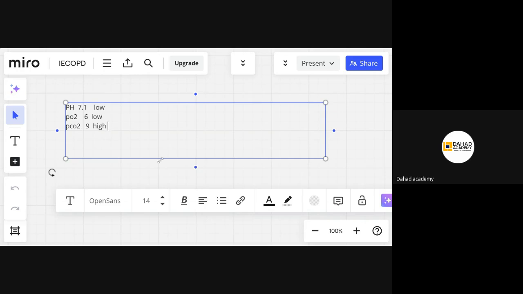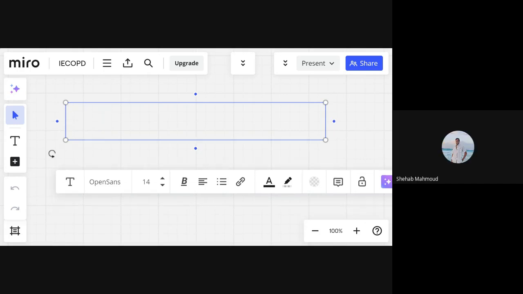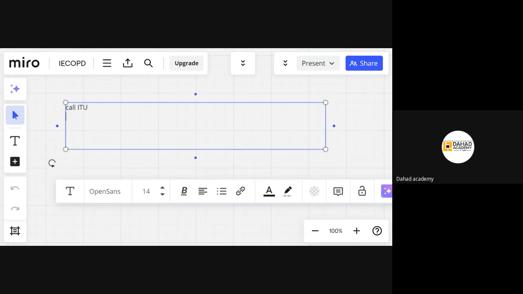So which type of failure is it? Type 2 respiratory failure, and the pH is less than 7.2. The patient is not responding and is deteriorating. So it means that you need to call ITU or ICU. Why? You need to put the patient on BiPAP. If you don't, the patient will go into respiratory failure. Okay.